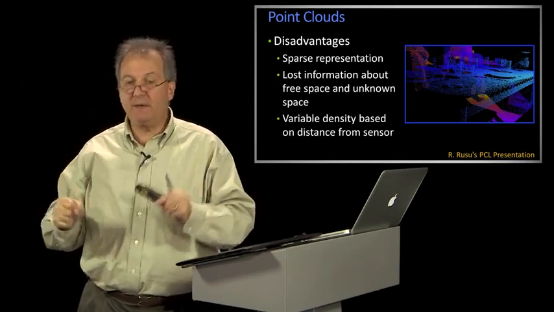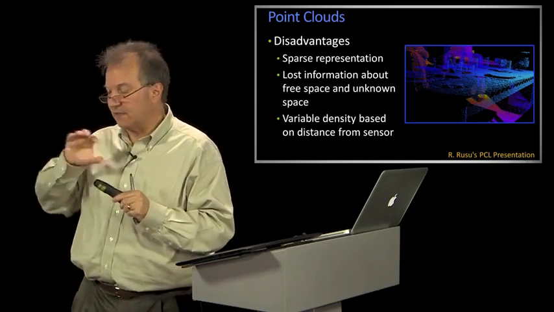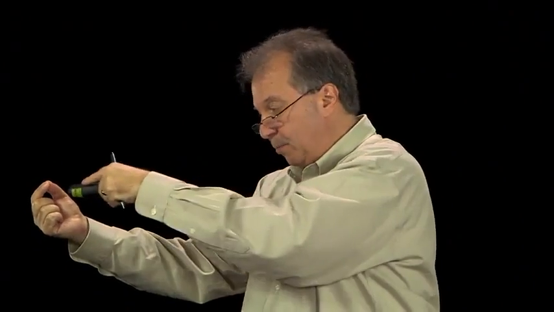And so fundamentally, you've also lost this free space information, okay? Because I have a point right here, and I don't know if it was viewed this way or this way. If it was viewed this way, I know that all the pixels along this ray are free. From here, it's over there. I don't have that representation in point clouds.